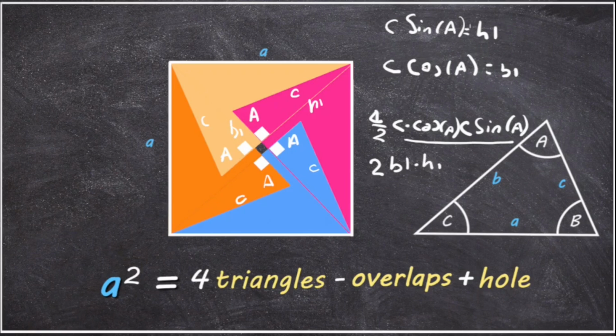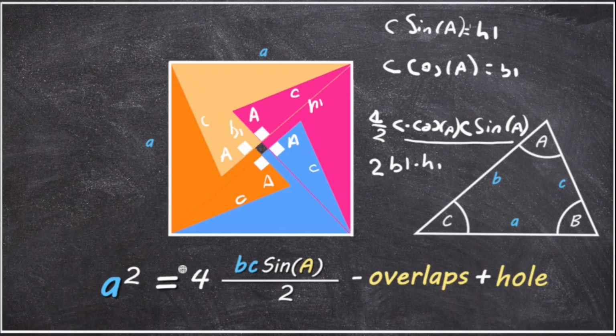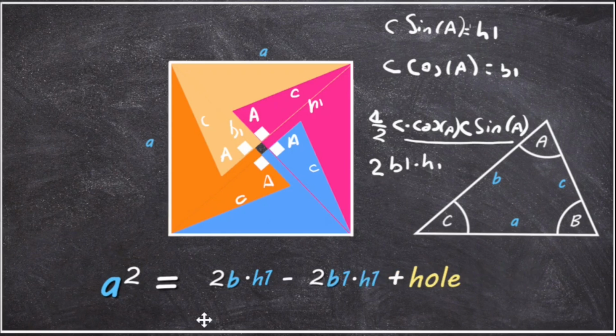We can now plug the area of both the overlaps and the 4 triangles into the original equation. 4 halves are 2 and C sine A equals H1. So this will become 2B times H1. We can plug in the overlaps, so we subtract 2B1 times H1. And now we have an expression for the 4 triangles minus the overlaps, and we only need to find the area of the remaining hole.